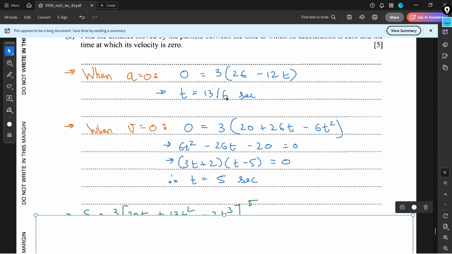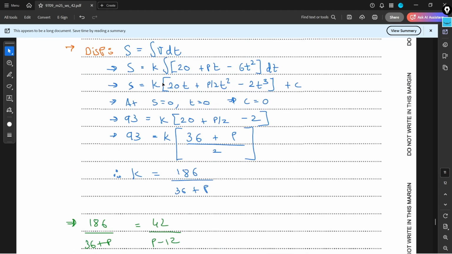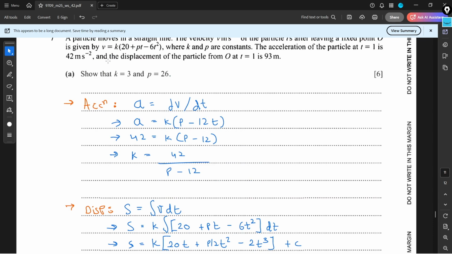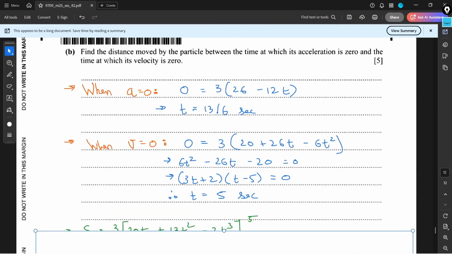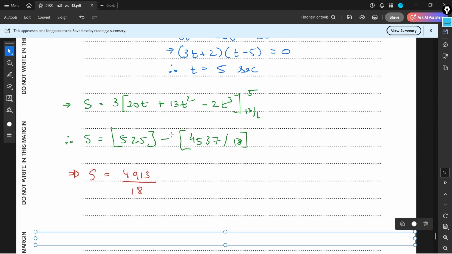So between 13 by 6 seconds and 5 seconds, I'm going to utilize the output of the integral and simply put the limits from 13 by 6 to 5 and find the final value of the displacement as we want in part B. The final steps for this question are over here. Utilizing the information from the integral, putting 5 to get 525, putting 13 by 6 to get 4537 over 18, the final value of the displacement between the given time interval is 4913 over 18.